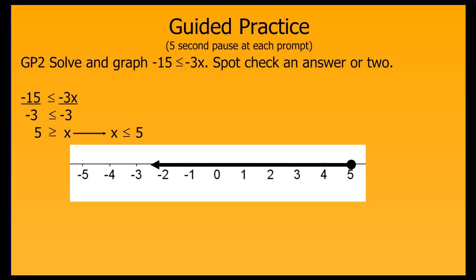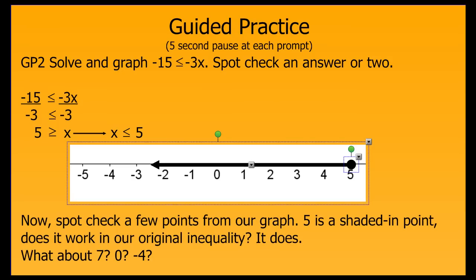No matter whether you decide to rewrite it with x on the left side or not, the graph is still the same. A closed circle on 5, then shaded to the left. What's next? We can spot check a few answers if we wish. Now we're finished.